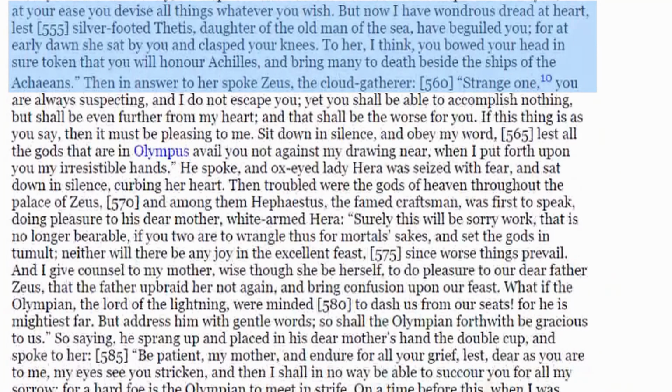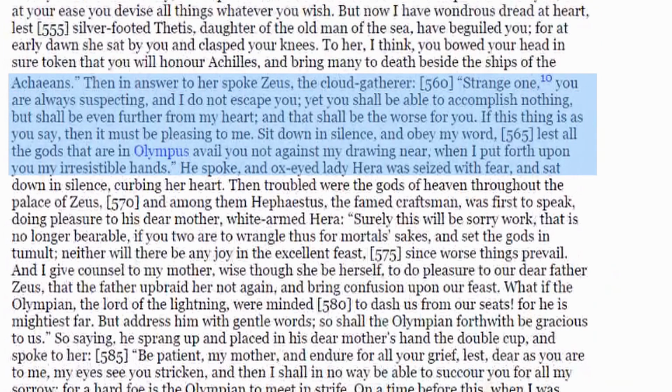And then she basically says, yeah, I know what it is. I have wondrous dread at heart, lest silver-footed Thetis, daughter of the old man of the sea, have beguiled you. At early dawn she sat by you and clasped your knees. To her I think you bowed your head in sure token that you will honor Achilles and bring many to death beside the ships of the Achaeans.